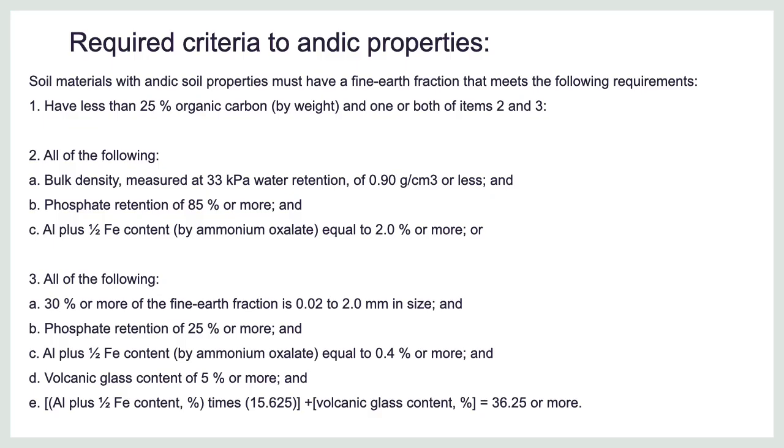So let's see the required criteria for endic properties, and this is one of the properties that I will pay attention to, because it's quite important. First of all, you need to register a horizon that has less than 25% of organic carbon by weight in the fine earth fraction, and one or both of items 2 and 3. So we have items 2 and 3. First of all, number 1 is mandatory.